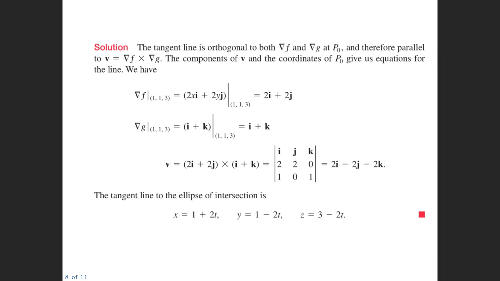Here's the calculation. You can check this at a later date. Let's not spend time talking about it now. You can check that nabla f cross nabla g at the point 1, 1, 3 is 2i minus 2j minus 2k. And as soon as we know that, we know a point on the line and we know a vector which is parallel to the line. So straight away, we can write down the answer. X is 1 plus 2t, y is 1 minus 2t, and z is 3 minus 2t. I've been deliberately quick here. You can read this example in your textbook.